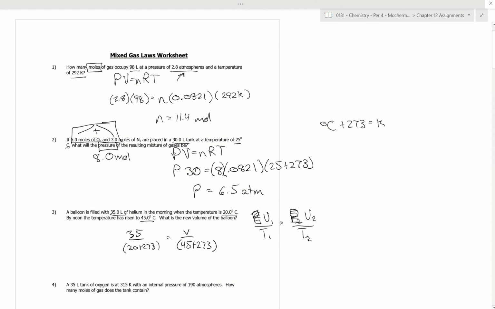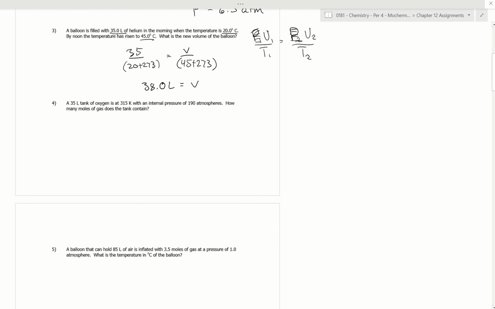And then I'm going to multiply it by 45 plus 273. And I get that the volume is equal to 37.98, so it's basically going to be 38.0 liters. All right, number 4.